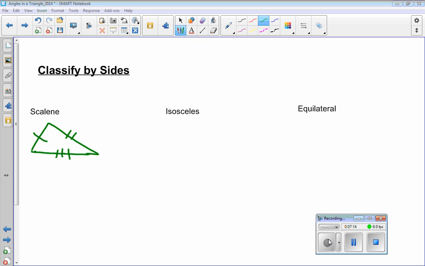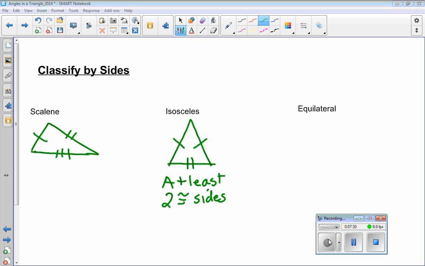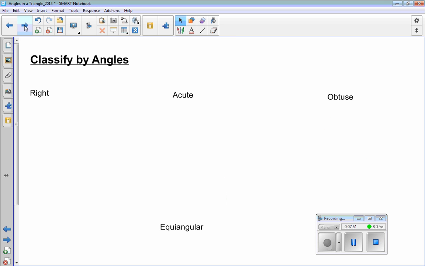All sides are different. Your isosceles triangle, you have to be careful because remember, it is at least two sides congruent. Could have all three. You probably should write that down because it could have three. And then equilateral was the one where they all were congruent. So take a second and actually glue those down. It might be easier to glue on the paper, rather than try to glue on these little tiny things, but it's up to you.